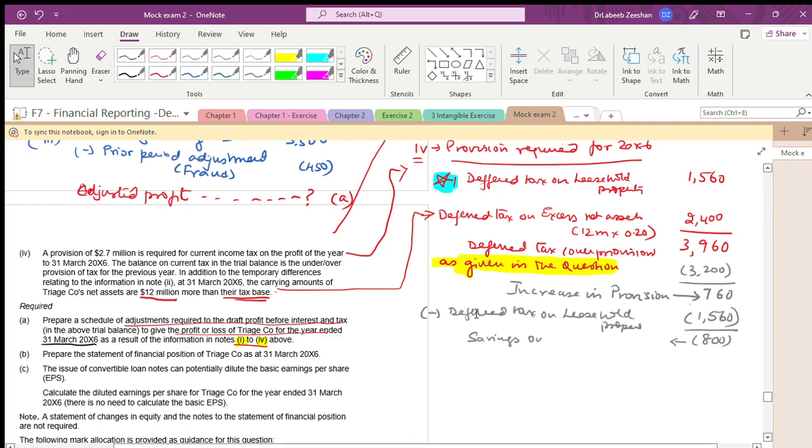Savings on the deferred tax. It's like a gain, okay? In credit, if you remember, I have written the nominal entry, debit and credit also, in mock exam 1. Yesterday I did that. This has to be credited to the profit and loss account. Fine. Is it okay? Just check once again.